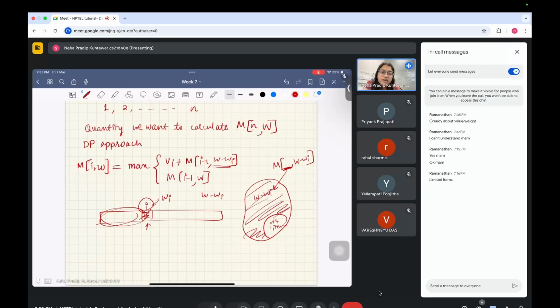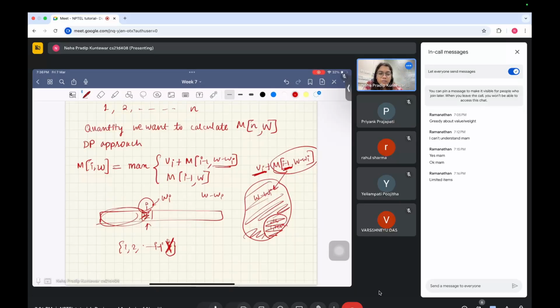And what are the items I'm allowed to use? I've already used the ith item, right? So if I'm allowed to use only from items 1 to I, which is what we said here, and I've already used the ith item, then I'm anyway only using from 1 to I minus 1. Therefore, I write I minus 1 here, and by adding this ith item, I've already paid a value of Vi. I'm already getting a value of Vi. Therefore, we are adding the value of Vi to the maximum value you can get for this subproblem.